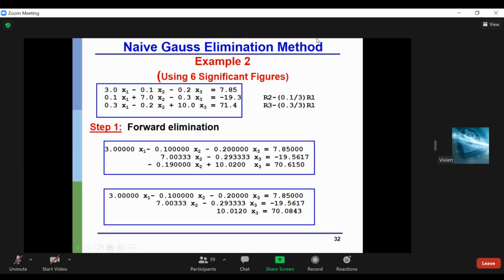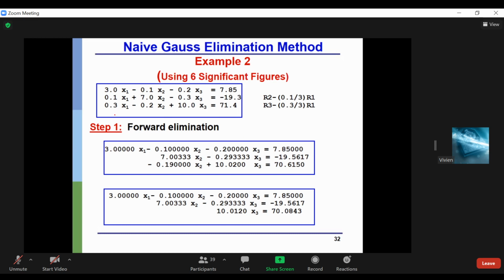Okay, so now we will see another example of Gaussian elimination in which we use 6 significant figures, so that we have a total of 5 digits after the decimal point. So how to perform this one? We can write it down as an augmented matrix, but in this example, it's written for the whole equations.